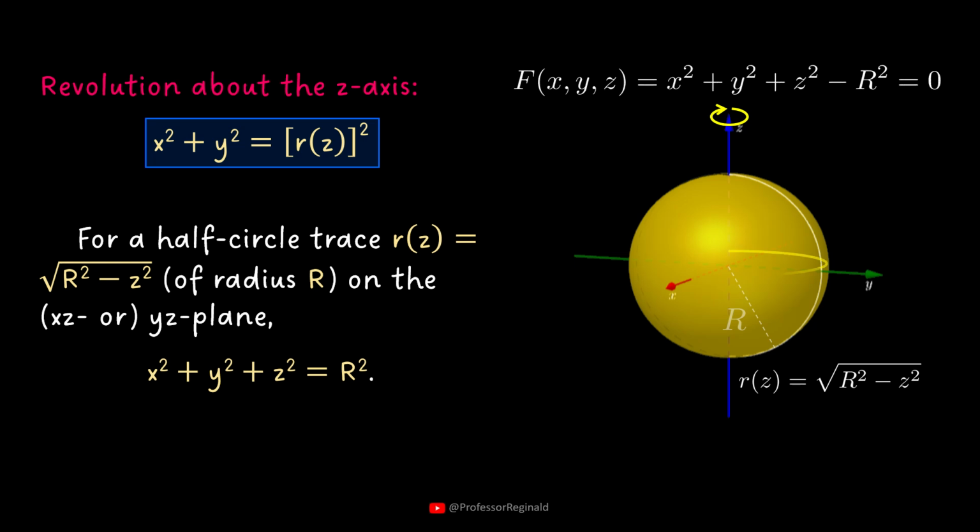The surface has circular traces perpendicular to the z-axis. The radius of a circular trace left by a horizontal plane on the surface depends on z, which means the radius of the surface changes along the z-axis.